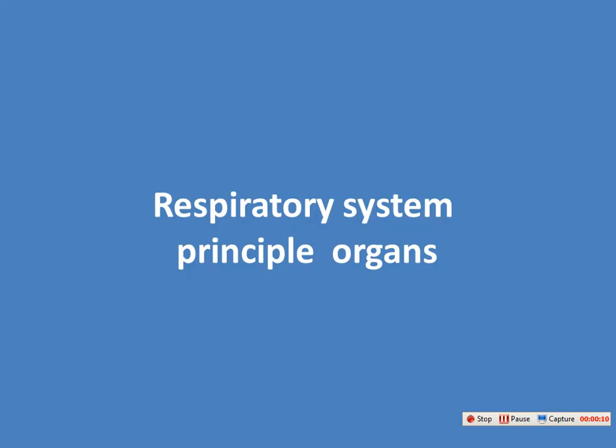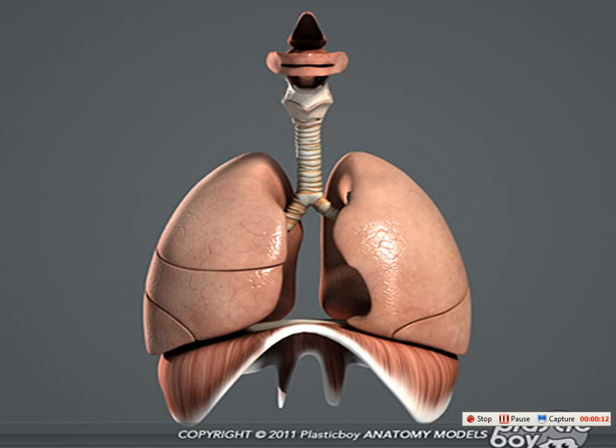In this video I will show you the principal organs of the respiratory system. We know that this system is responsible for respiration, but it also has other functions. The respiratory system consists of many organs, starting with the nose and pharynx, larynx, trachea, bronchial tree and the lung. You see here the diaphragm, which is one of the respiratory muscles that serve respiration and inspiration.